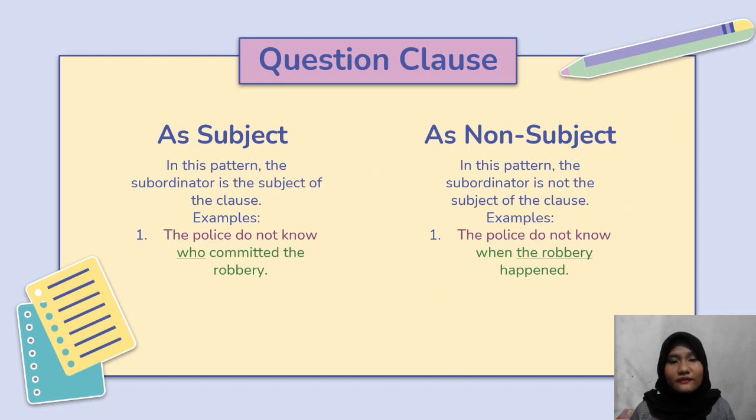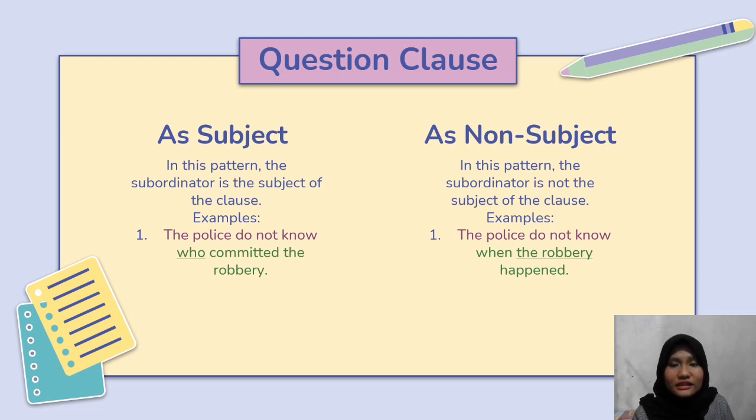First we have as subject. In this pattern, the subordinator is the subject of the clause. The sentence reads: the police do not know who committed the robbery. In this sentence, the one being highlighted is who. Who committed the robbery? The police do not know who. It's not that the police do not know the robbery. So in this clause, who committed the robbery, the subject would be who.